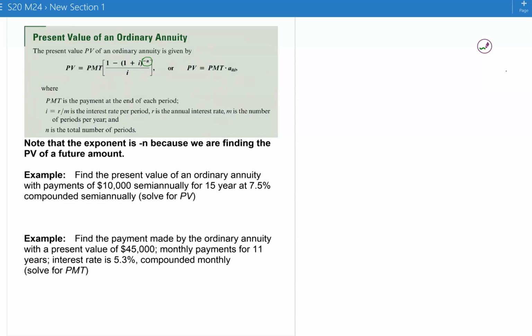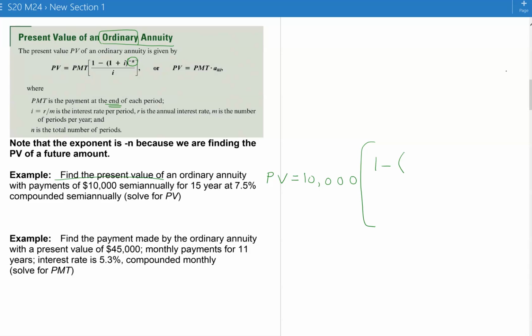So here's an example. Find the present value. Ordinary annuity. Look for that word ordinary and know that means payments are happening at the end of the period, the same as in the previous section. So your payment amount is $10,000. Then just look carefully at what's similar and what's different in the formula.